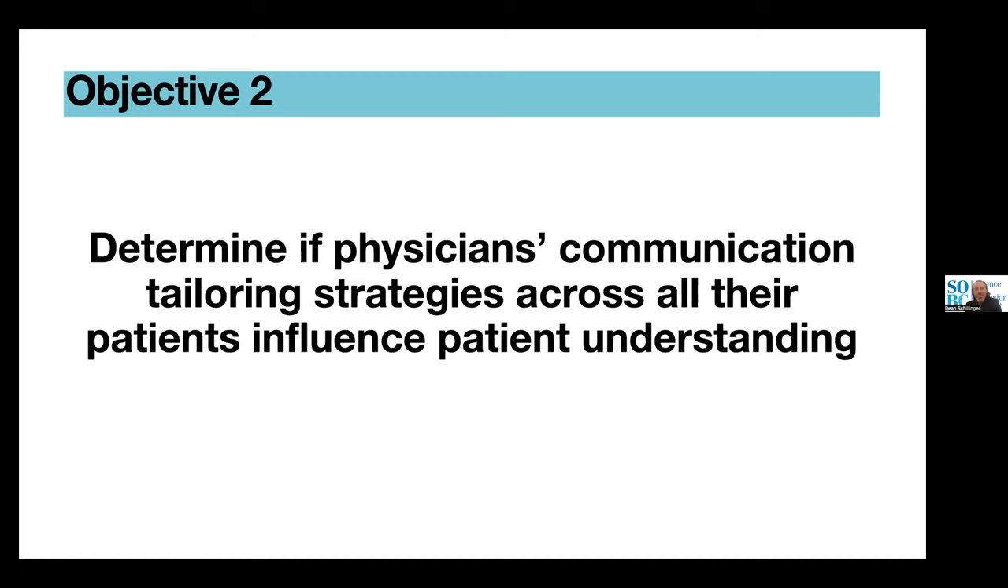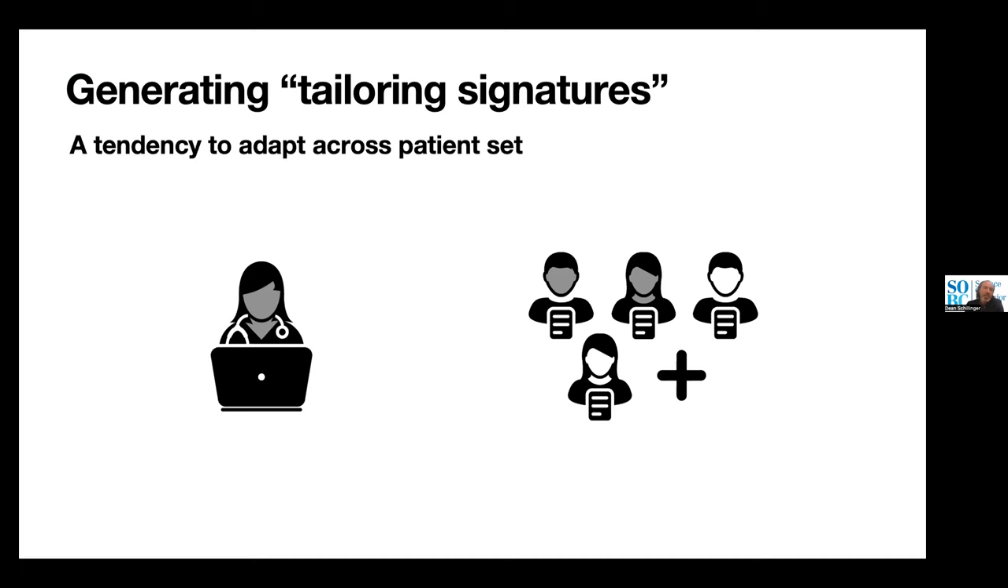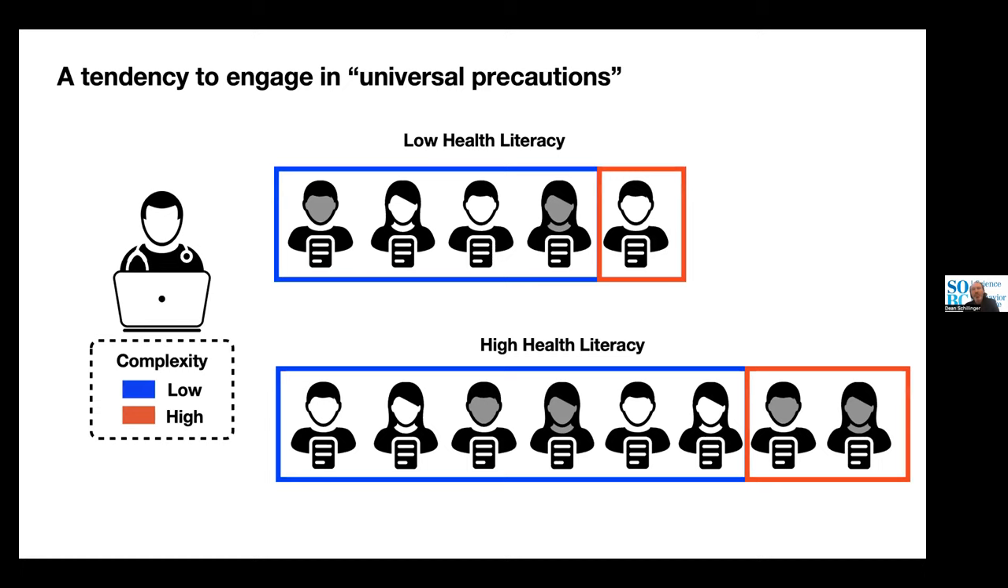Now we wanted to ask, okay, we understand that at the dyad level it's important, but are those doctors somehow different? Do doctors differ in how they tailor and match across their patients? And is that an additional influence on patients' understanding? So to do this, we have to generate tailoring signatures, measuring physicians' tendency to adapt across the patient set. And people can do this in a couple of ways. You may have heard of the term using universal precautions in the communication literature.